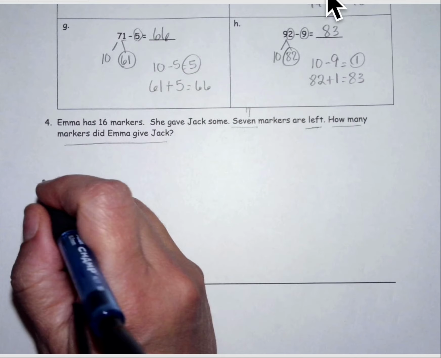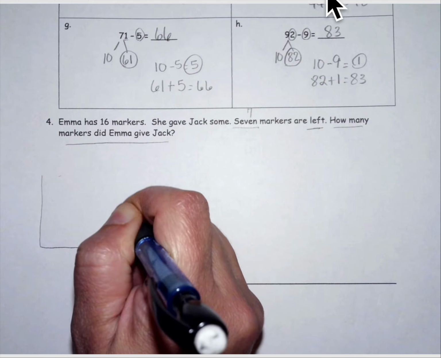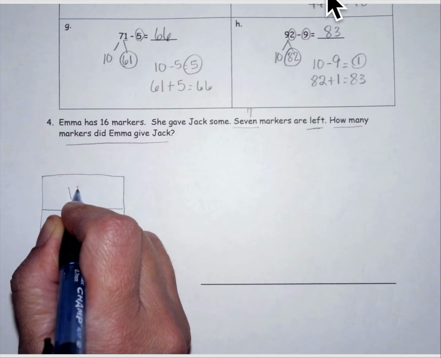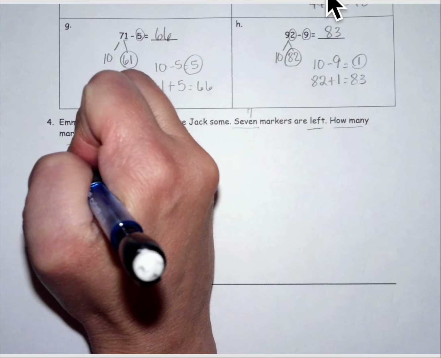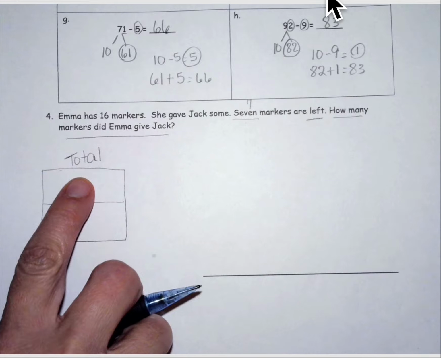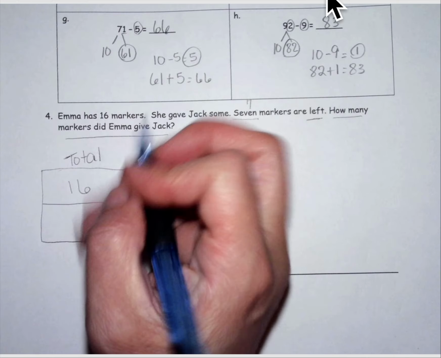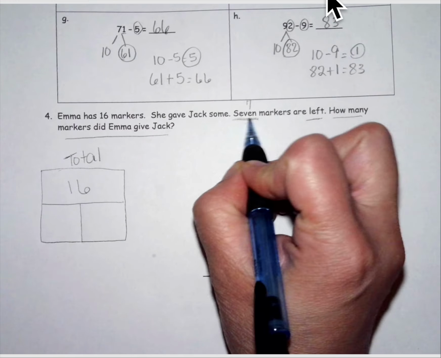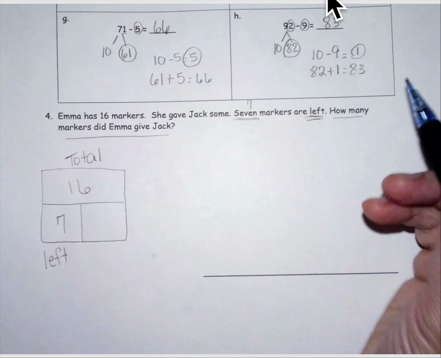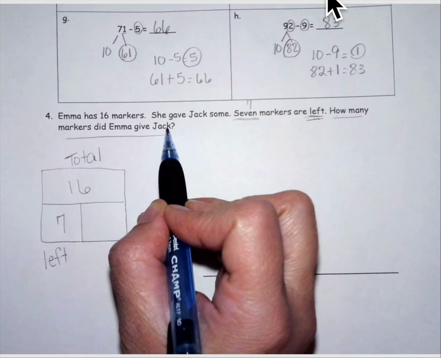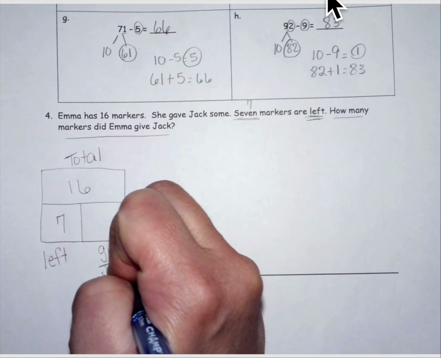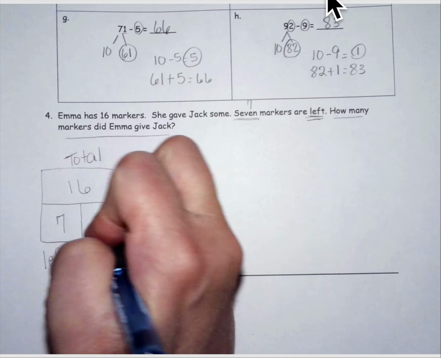All right, so we know that Emma started with a set of markers. This is her beginning number, how much she had at the beginning. So we're going to put 16 on top of our strip diagram because that is her total number of markers she started with. When we put our total on top, we know we're going to subtract from the number that she had. She had 7 markers left. So the question is, how many markers did Emma give Jack? This is what we're looking for, what she gave Jack. Put gave. Okay, so this is my question.